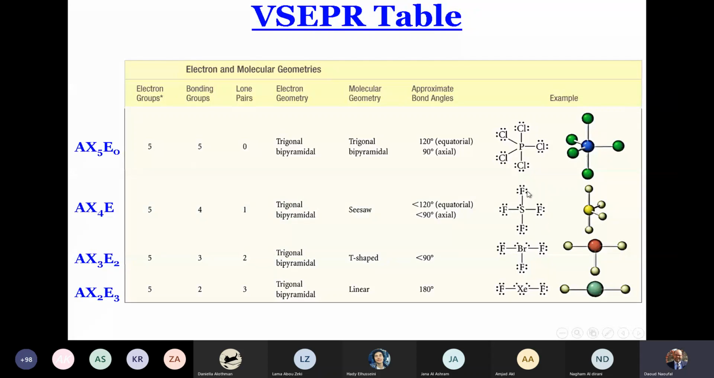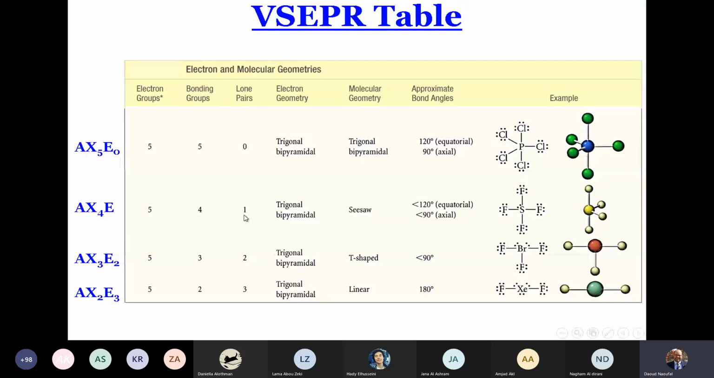AX4E, like SF4. We write Lewis, we obtain the structure. Look to the central atom, which is the sulfur. This is AX4E1. A, X4, E1. So EP equal 5. In these EPs we have BP equal 4 and NBP equal 1.